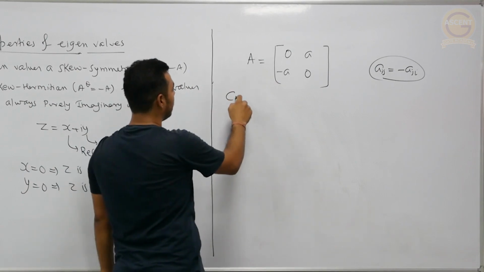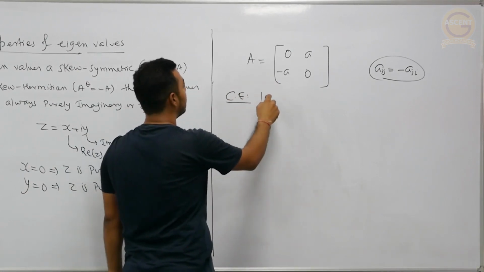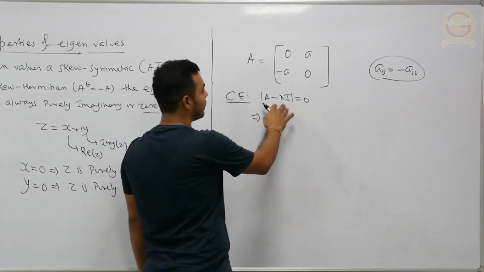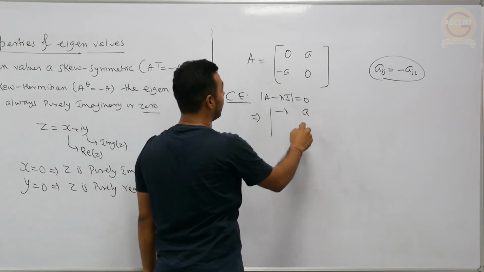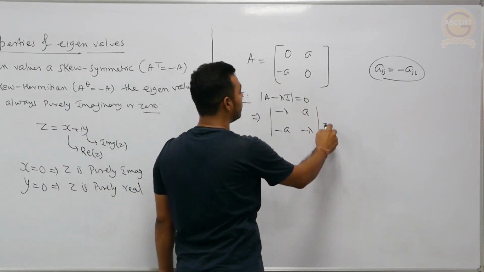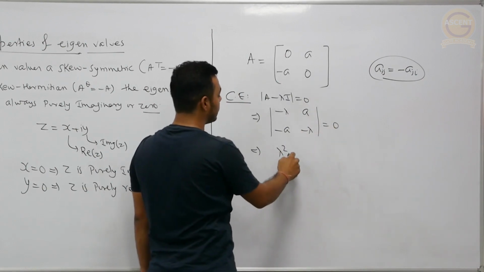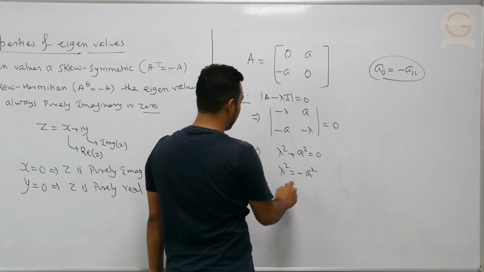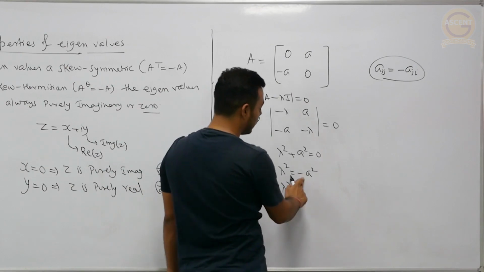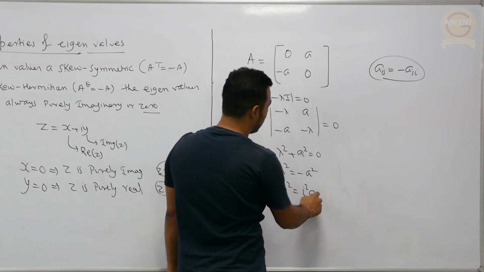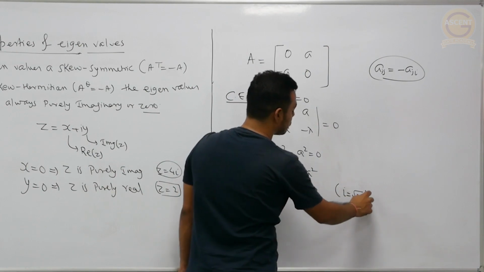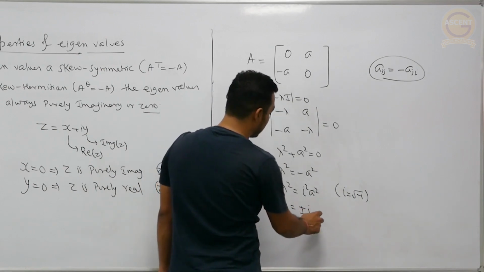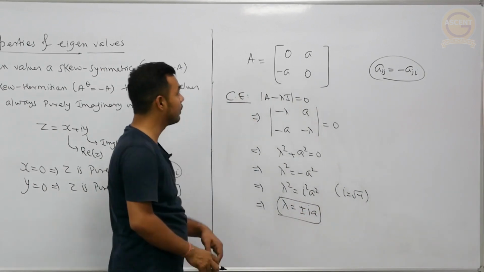Now in order to find the eigenvalues of this matrix, you have to solve the characteristic equation. This will be determinant of A minus lambda I equals 0, which means we subtract lambda from the diagonal elements: minus lambda, a, minus a, minus lambda equals 0. If you expand this, you get lambda square plus a square equals 0, so lambda square is minus a square. Minus 1 you can write as iota square, since iota is root over minus 1. So the value of lambda will be plus or minus iota a. These are the eigenvalues of this matrix A.